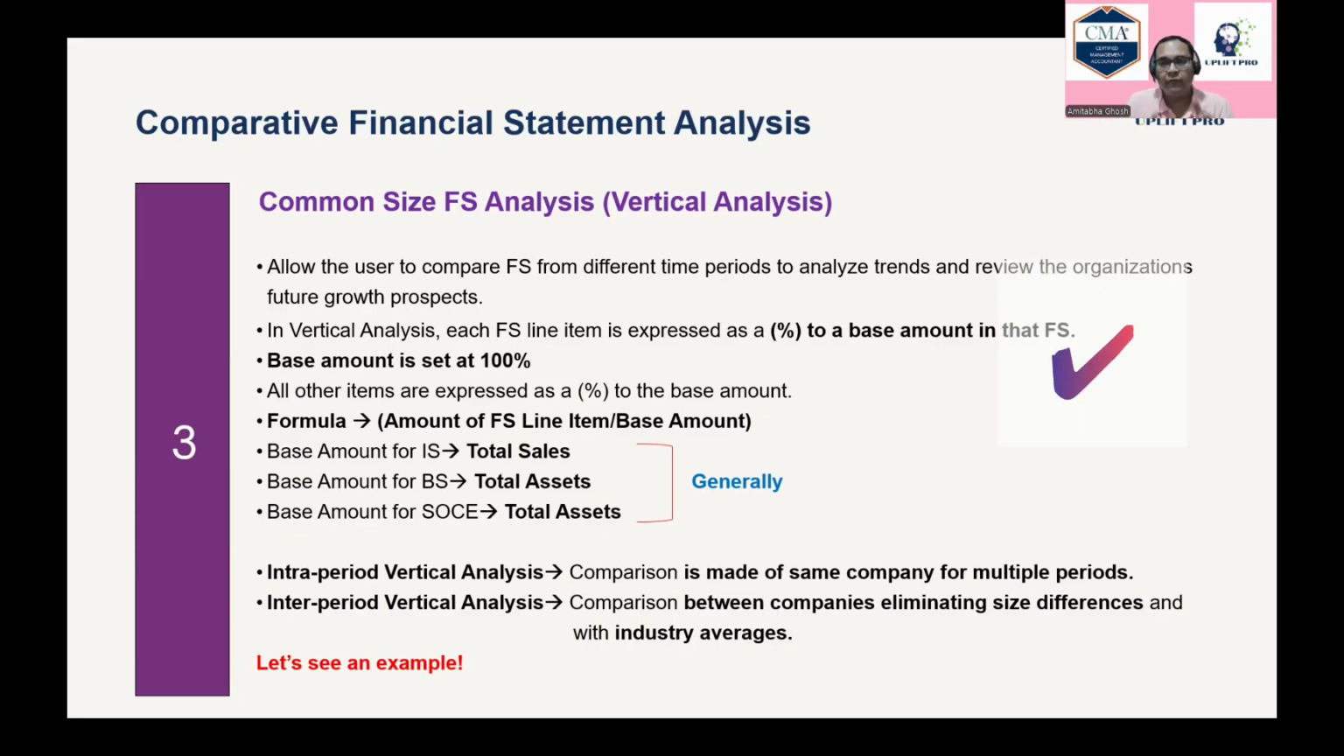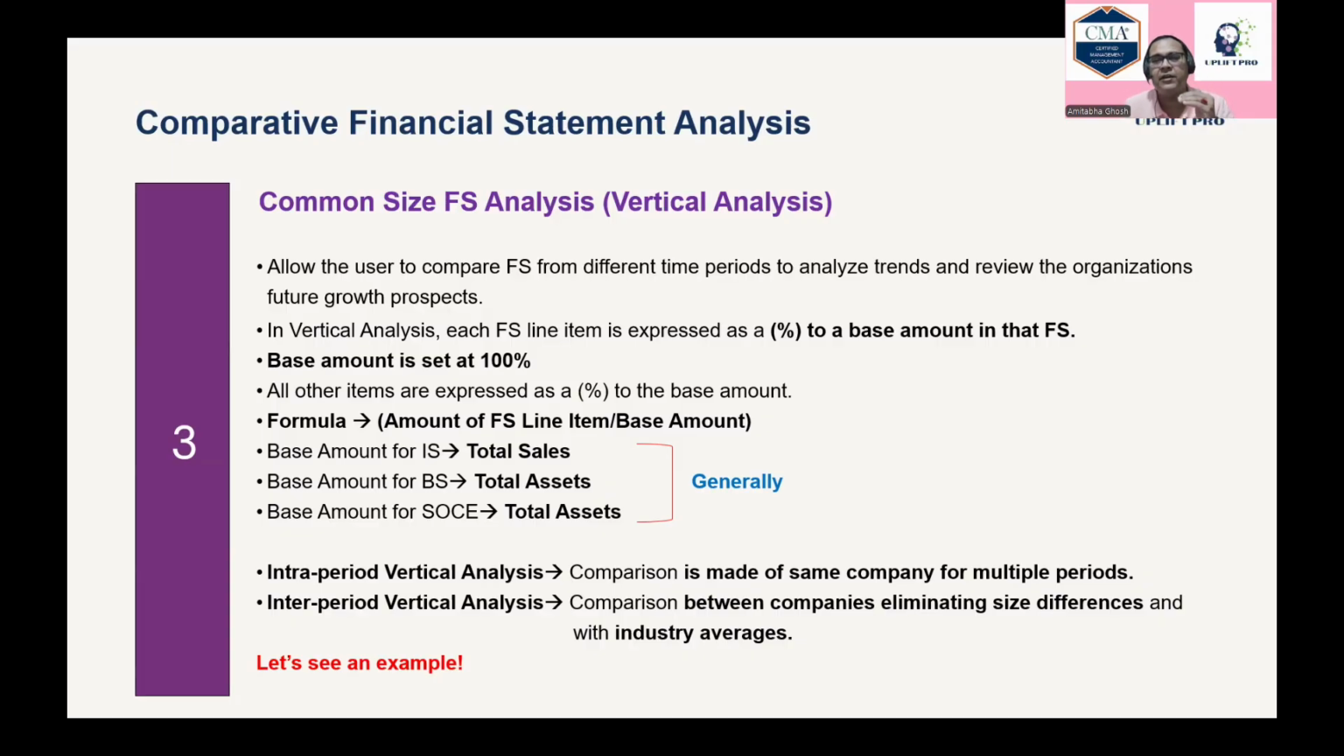What does it mean? If you are referring to the income statement, an income statement may have different line items, right? In each of these line items, what we are trying to do is express that in relation to a particular base amount, and that particular base amount for our income statement can be the total sales. Similarly, for a balance sheet, we might use the base amount as the total assets. Why are we trying to do so? Because it is a vertical analysis.